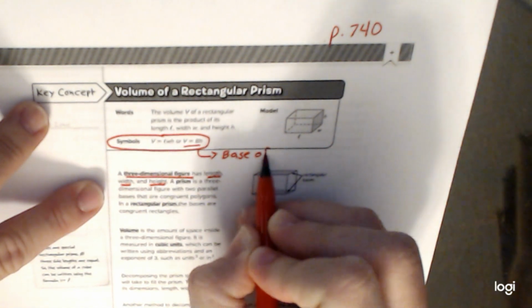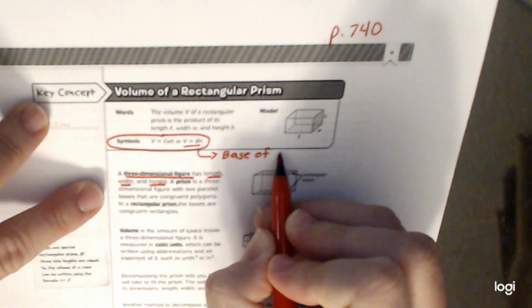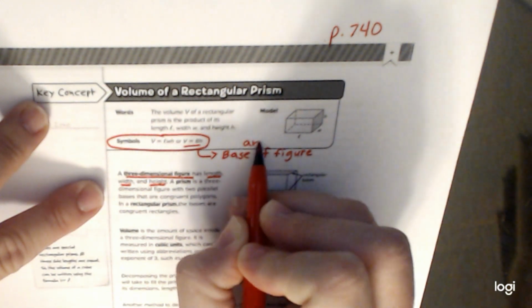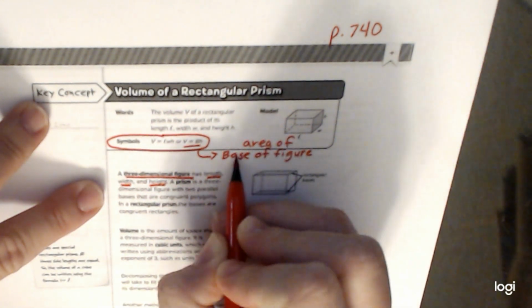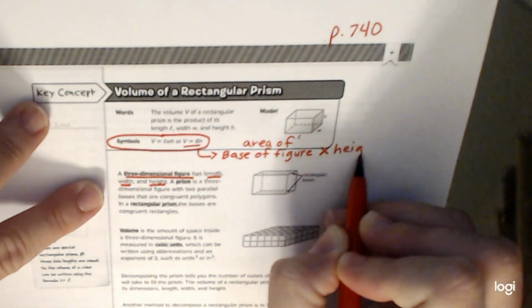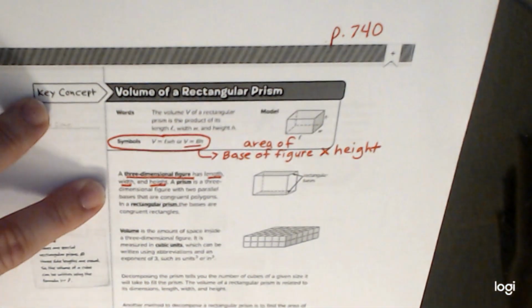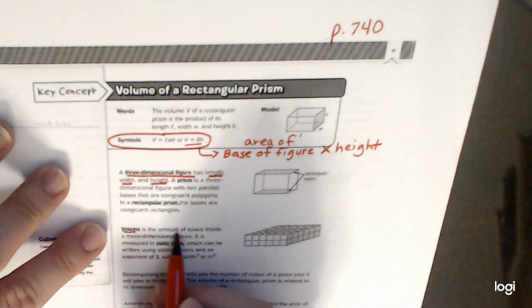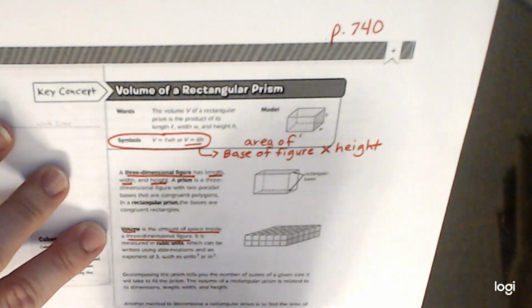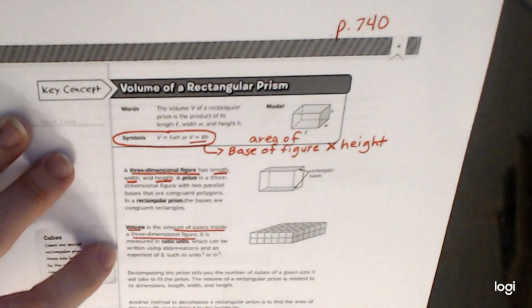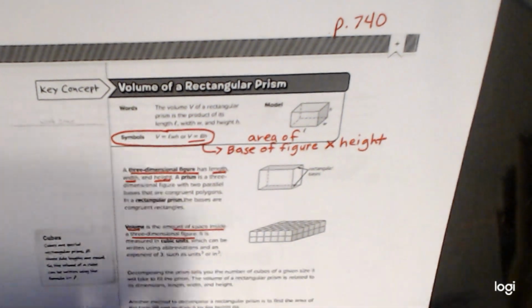of a figure, and that's the area of the base of a figure times the height. Okay? Volume is the amount of space inside a three-dimensional figure. That gives you a little bit of vocabulary to work with and to remember. Okay, let's look at the next page.